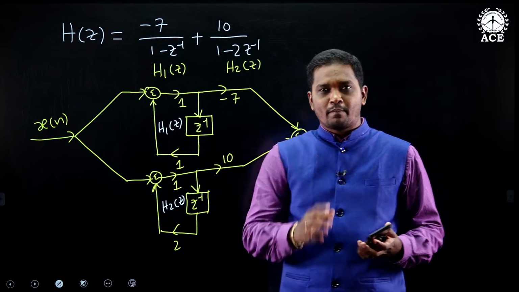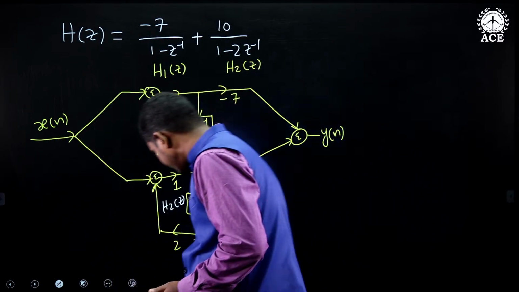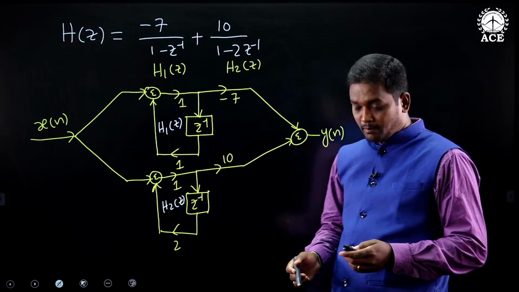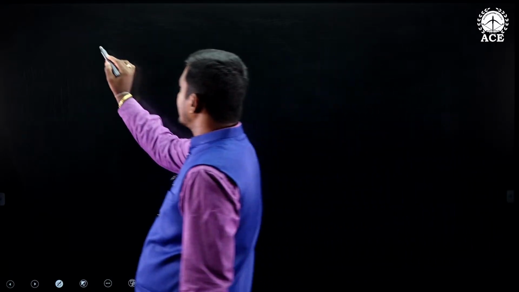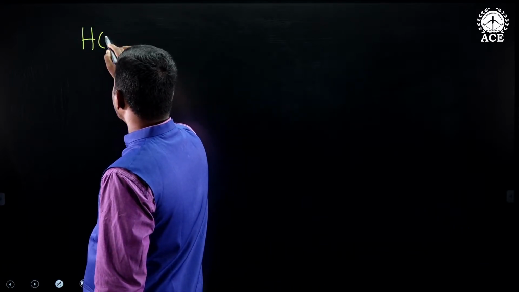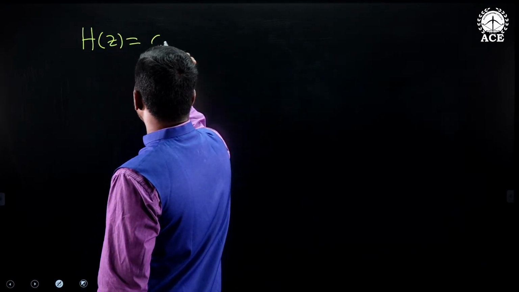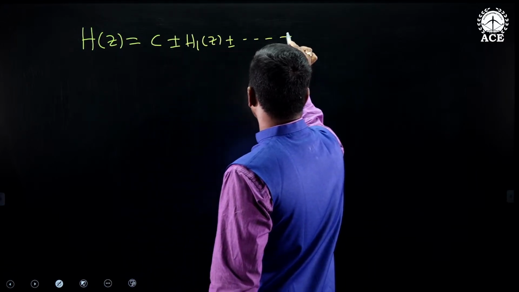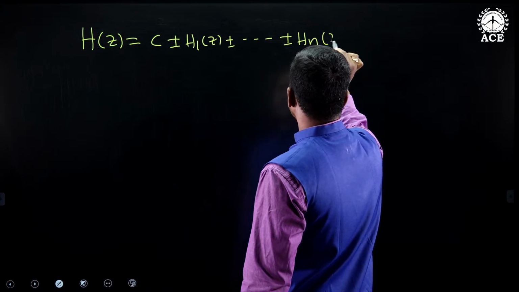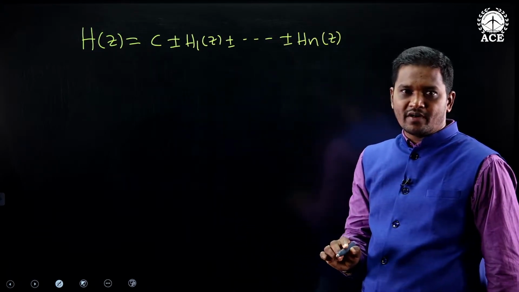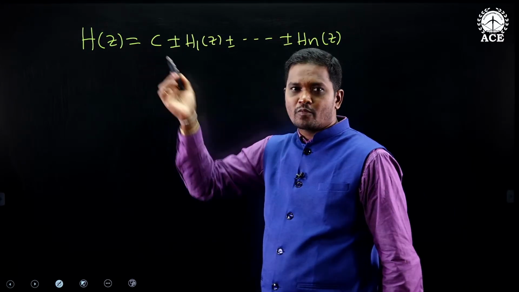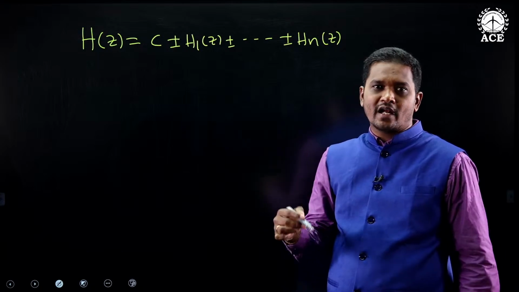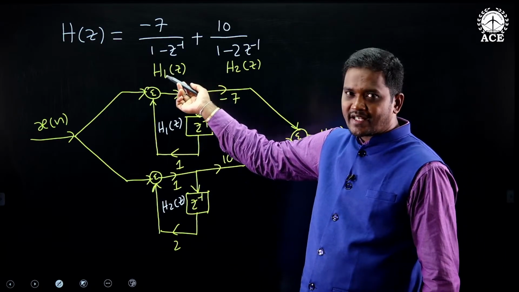Yes. See, parallel form. What is the first step in parallel form? The given transfer function H of Z, you need to convert it as C plus or minus H1 of Z plus or minus, and so on, plus or minus Hn of Z. This is the primary condition in parallel form. Sometimes you may get C, sometimes you may not. When will you get C, tell me. When the numerator order is equal to the denominator order, you will get C. See, in this case, are you getting C? No.